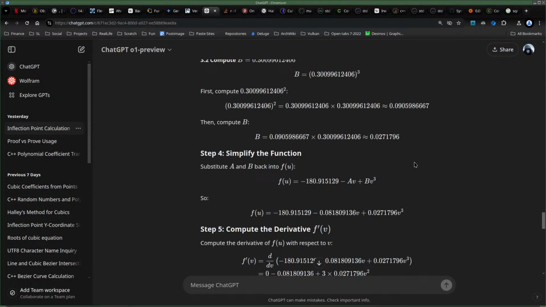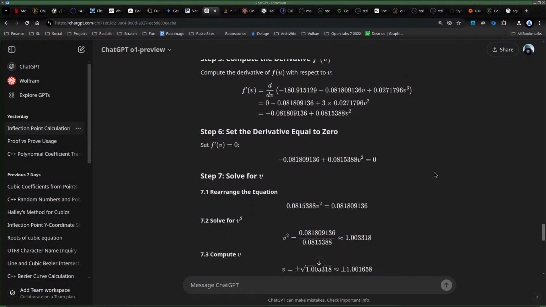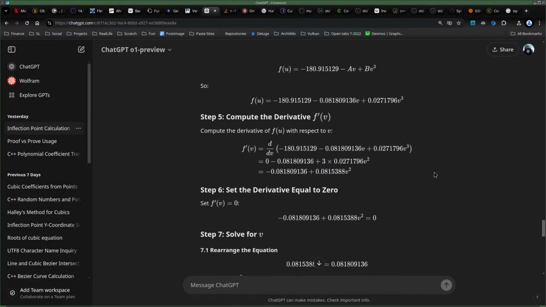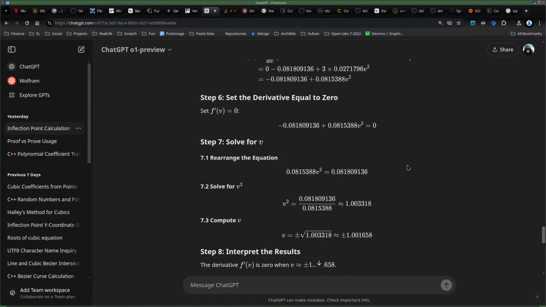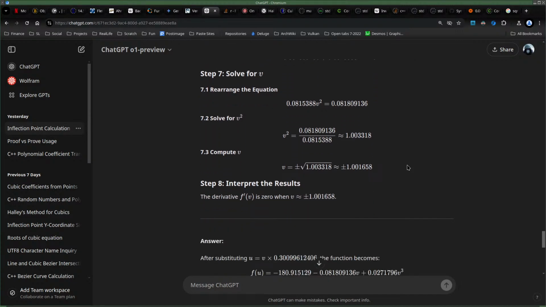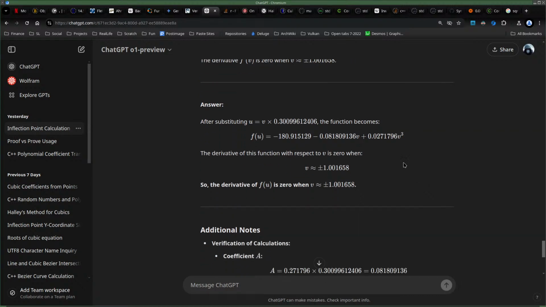Simplify the function. It's doing it again. Yep, it's doing it again. The f of u. Yeah. Maybe it's onto something. I just want to have my function. It's function of v. Okay, apparently this.